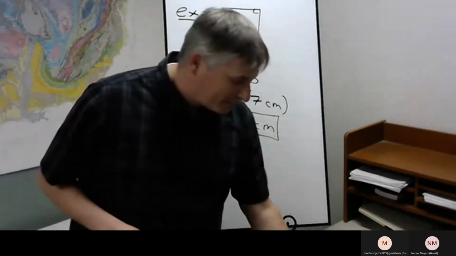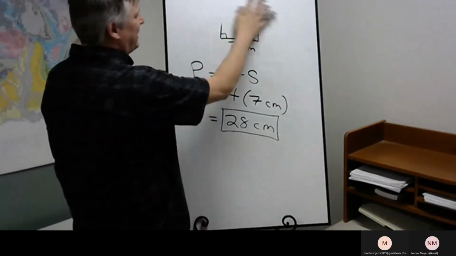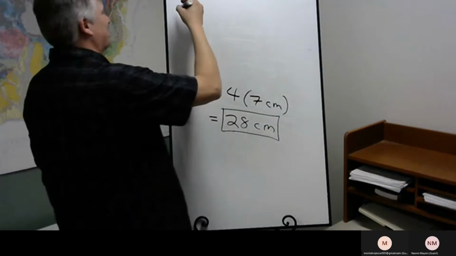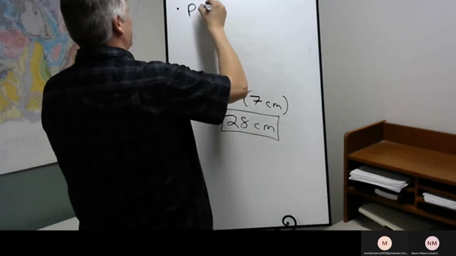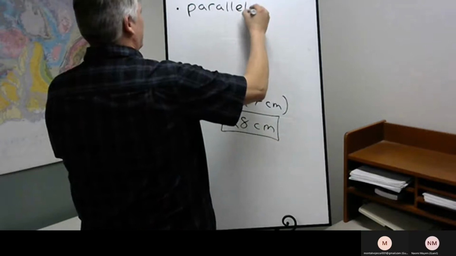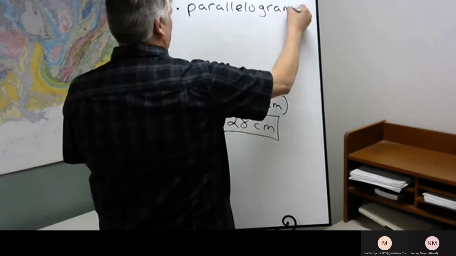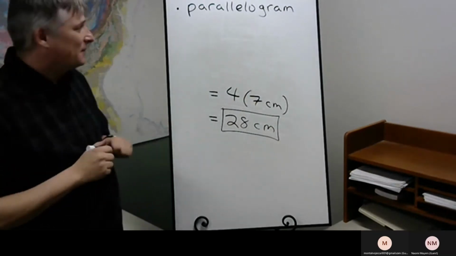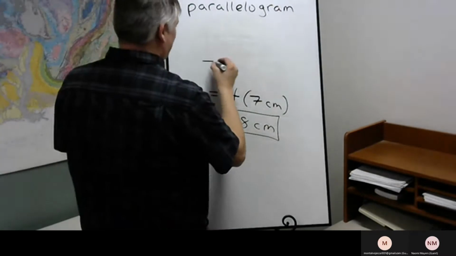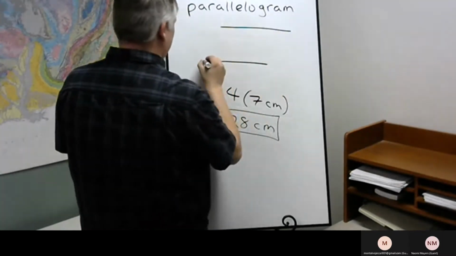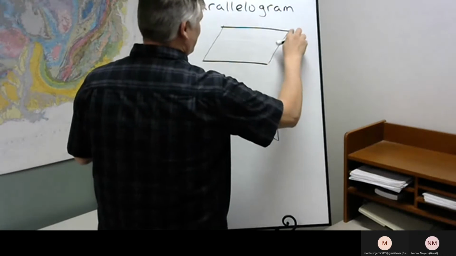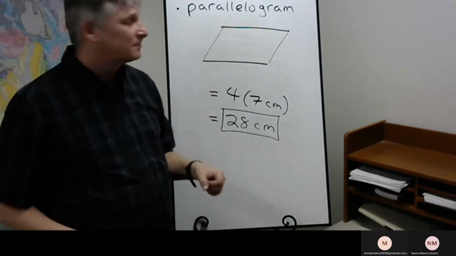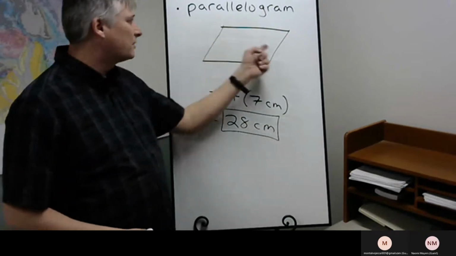All right. So another one we're going to look at is the parallelogram. So the idea of the parallelogram is this. And this is the same idea that we saw before. We have 2 sets of parallel lines. These 2 are parallel, and these 2 are parallel.